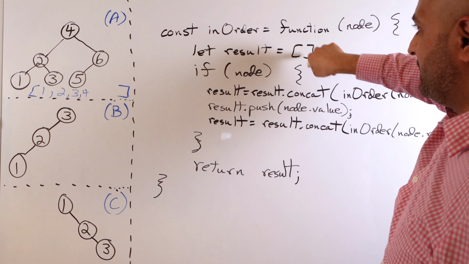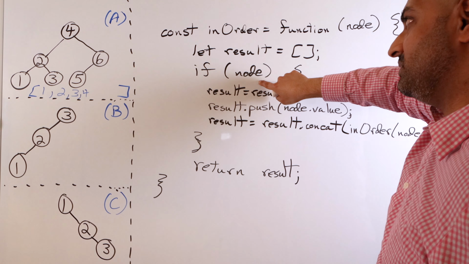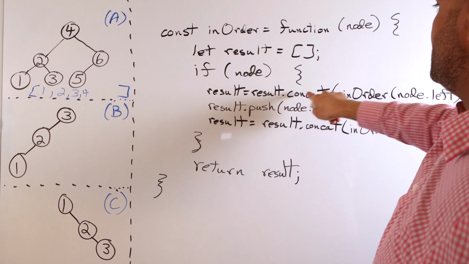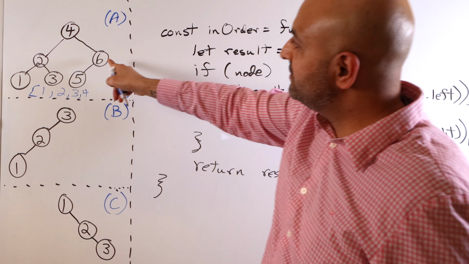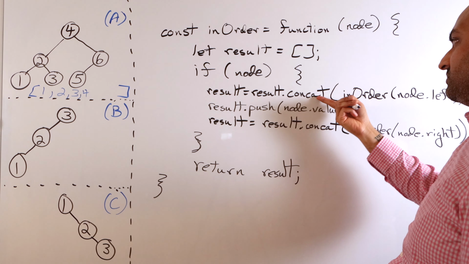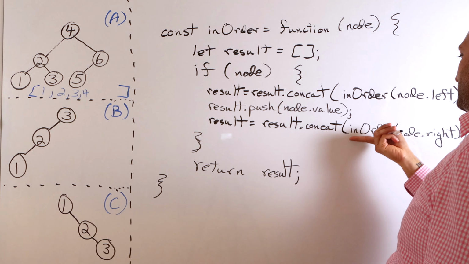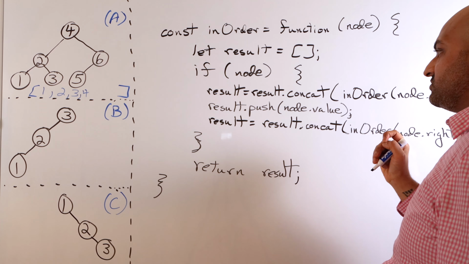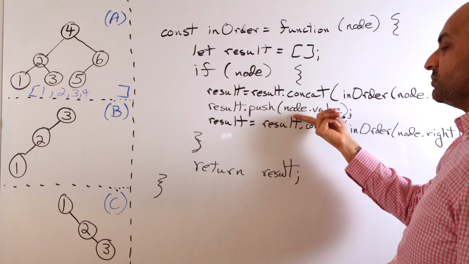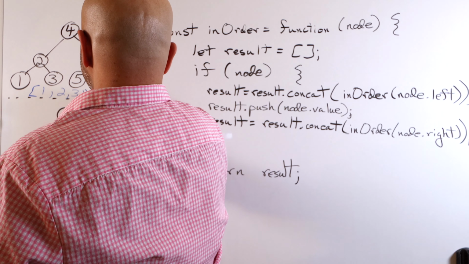We have an empty result array. We say if node. Well, it's the 6th node, so we know it's defined. Then we call result.concat in order, and we pass the left of the 6, which is the 5. The 5 comes in. It gets an empty array here because it has no left child. It gets an empty array down here when we hit that line because it has no right child. But this right here will return a value of 5 and push it onto the array. So we push the value of 5.